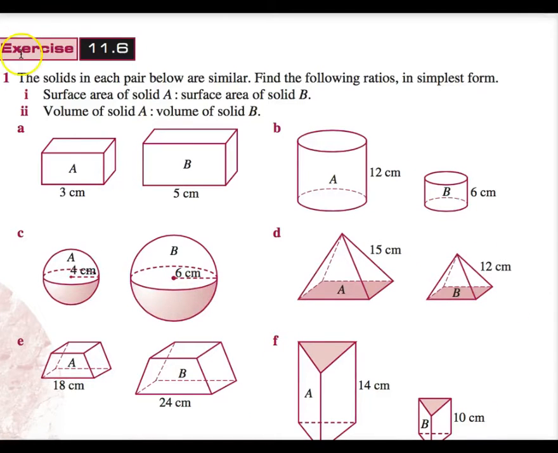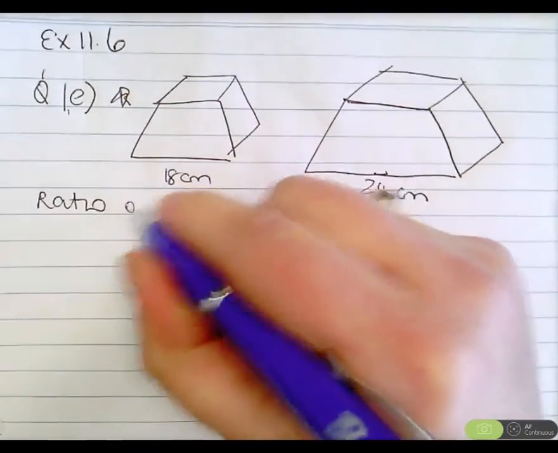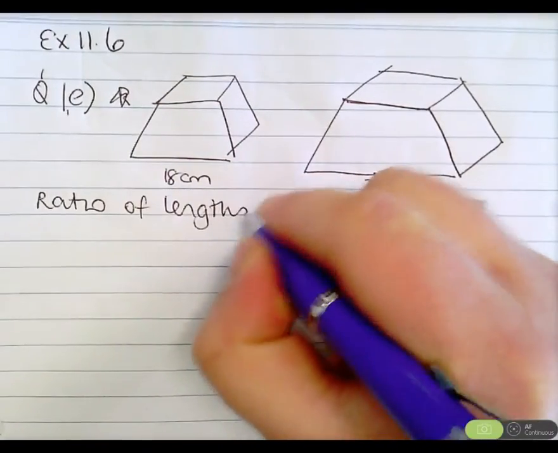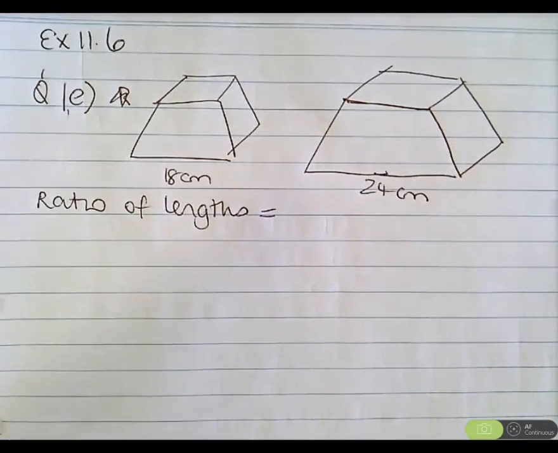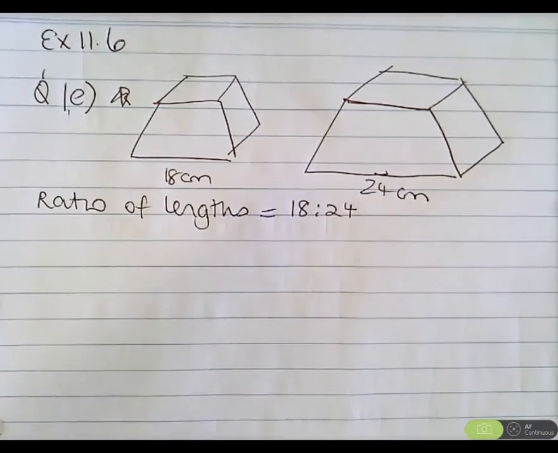It was 18 to 24. So it's question 1E. We want the ratio of the surface area of A to B and volume. So, ratio of lengths. What's the ratio of the lengths? Girls, we're finding the ratio of the surface areas and the ratio of the volumes. Ratio of lengths is 18 to 24.